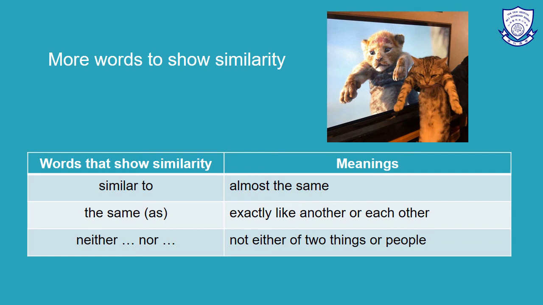Maybe the last item is new to most of you. Neither nor. So this structure, neither nor, is used when you want to say or write that two things or two people are not suitable for a certain purpose or a certain event.